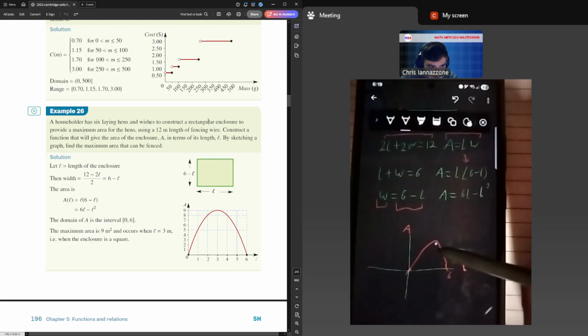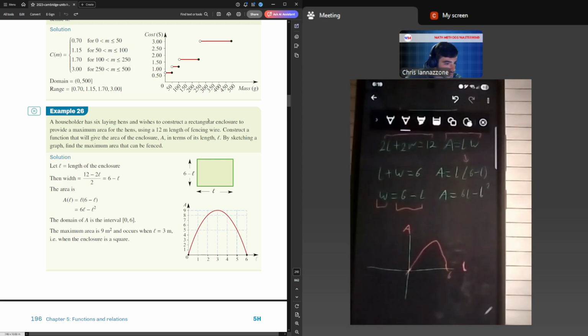Okay. Now we got our graph. We may or may not need the y-intercept. Let's find out. Oh, sorry, the turning point. Got a graph. Find the maximum area that can be fenced. Ah, yes, so we will need it, which is pretty common.